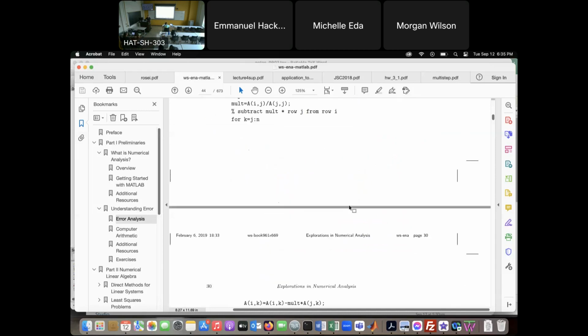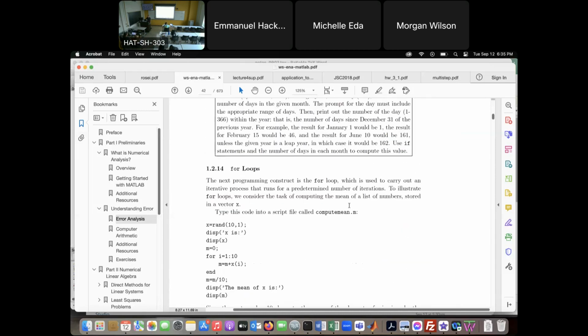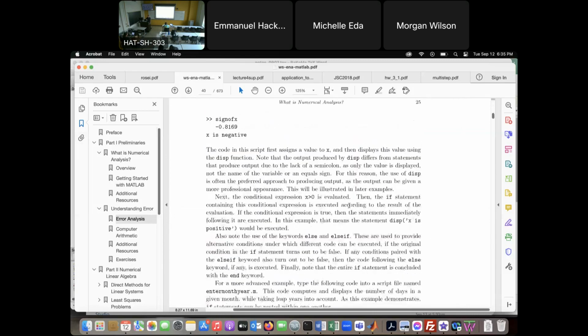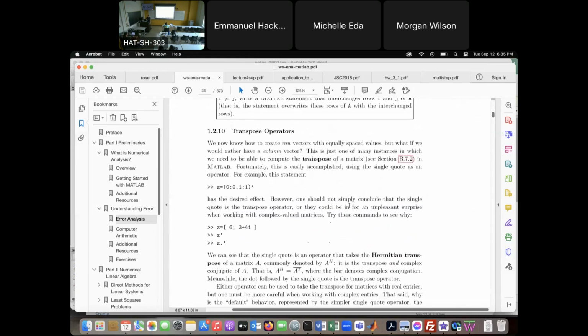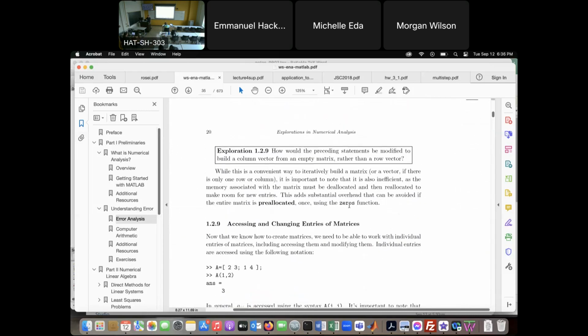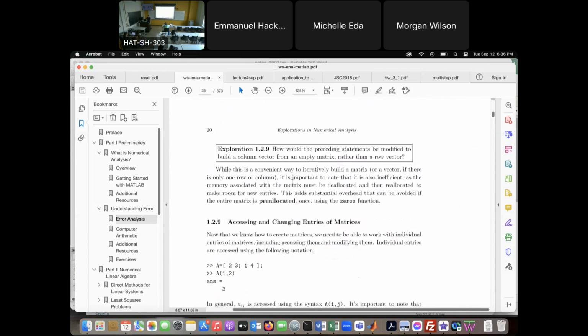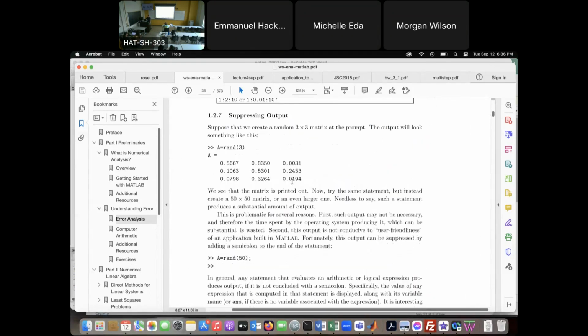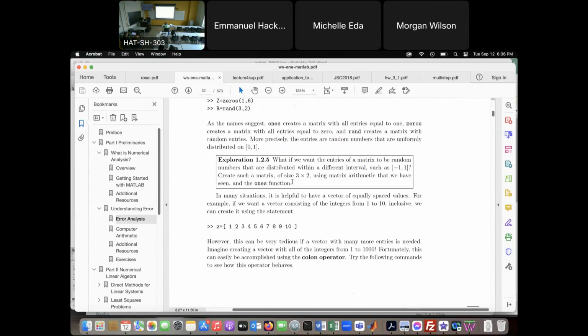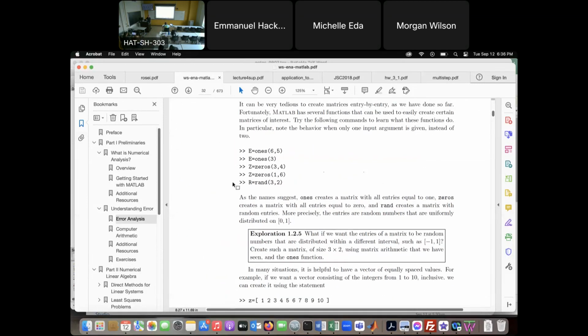Something like this: A equals rand of M comma N. Yes, like that.